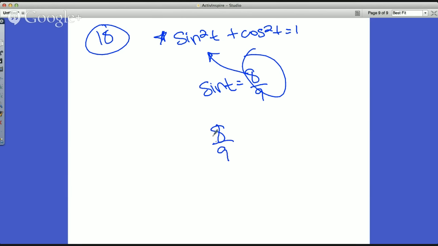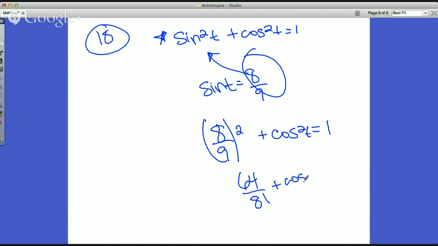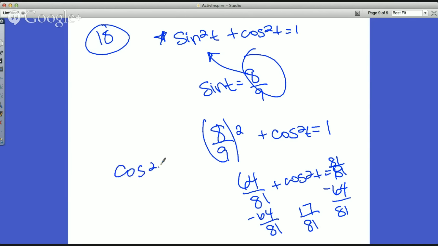So when I do that, I'll get 8 over 9 squared plus cosine squared t equals 1. So 8 over 9 squared is 64 over 81 plus cosine squared t equals 1. So doing that now, I subtract 64 over 81. Then I'll end up taking the square root of it, but we're coming to that. To get common denominators, I put 81 over 81. And when I subtract it, I should get 17 over 81 there. So now I've got over on the side, cosine squared t equals 17 over 81.